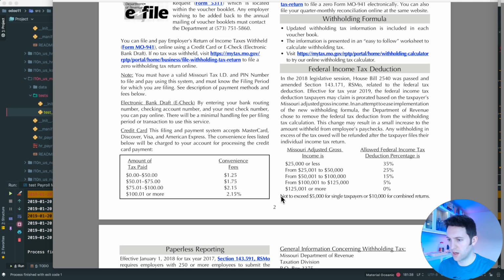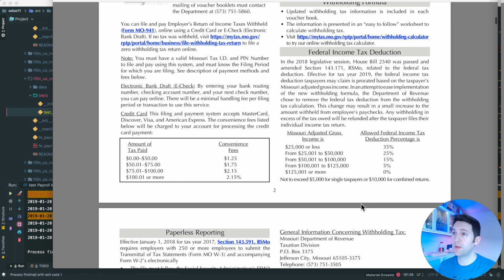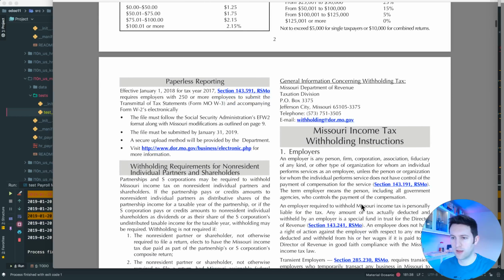I still see that there's a not to exceed $5,000 for a single taxpayer or $10,000 for combined returns, which is something that they mentioned in the last one. So could be interesting. Could be whole new rates and rules and stuff.